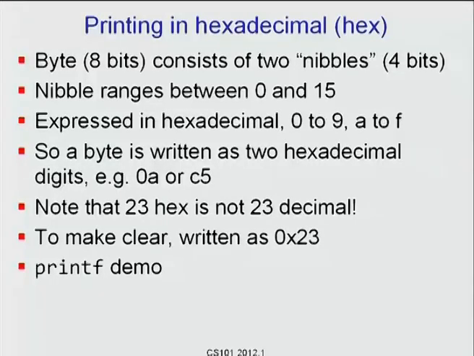So if you're writing down literal strings in your code in C or C++ or Java, to make clear whether you mean hexadecimal or decimal, in case of hexadecimal, you have to write it as 0x23. That tells the compiler that you mean 23 in hexadecimal and not decimal. If you write only 23, that's decimal 23.